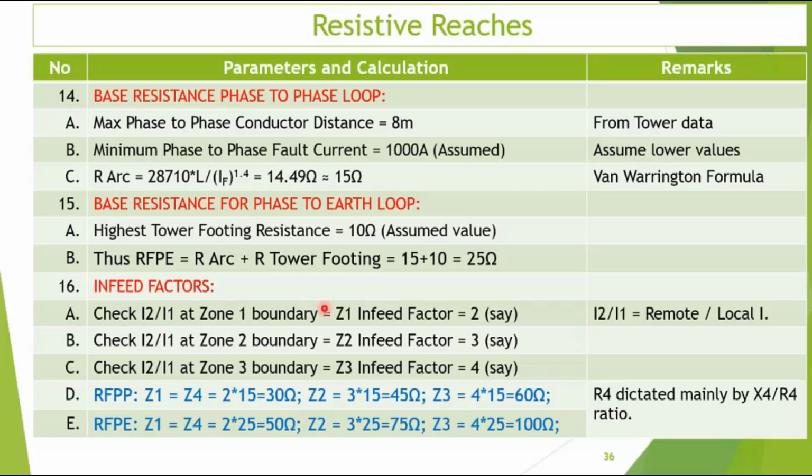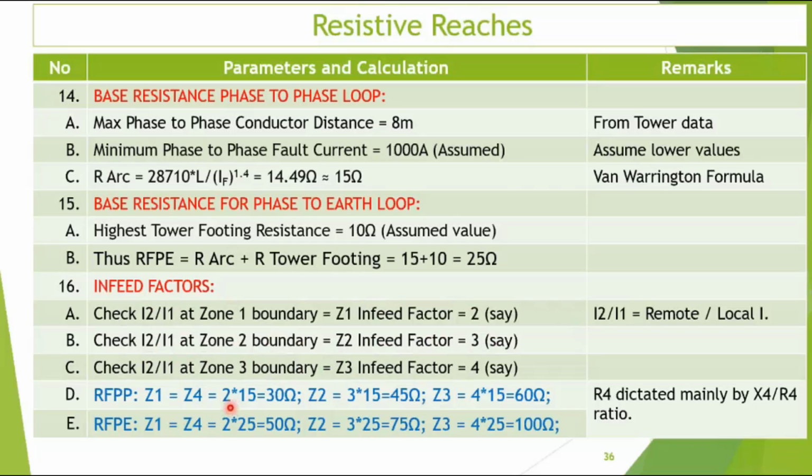So at the zone 1 boundary, what is the remote bus contribution by my local contribution? That you check. Let us say it is 2. At the zone 2 boundary, say 150% of line length, we create a fault and see what my remote bus contribution divided by my local contribution is. Again, this will generally be more than 3. And this is about the zone 3 boundary. You create a fault at the remote bus of the longest line and see what is the ratio of the fault current from the other end and the fault current at my relay.